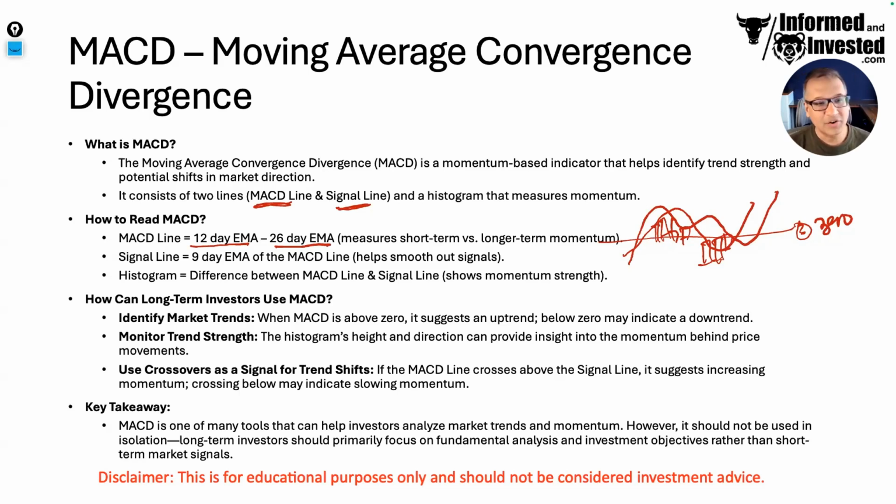They also monitor the strength of the trend. So the histogram's height and the direction can be used to provide insight into the momentum behind the price movements. Now, there are also crossover signals, which show you the shift in trend. If the MACD line crosses above the signal line, it shows an increasing trend. So if this is a MACD line, if this is a signal line and the MACD line crosses above it, that shows strength, or it shows that there is an increasing momentum. Now, if it crosses below the signal line, it shows that the momentum is reducing.